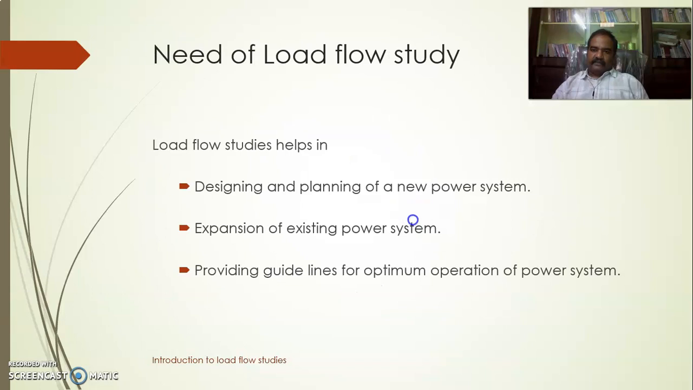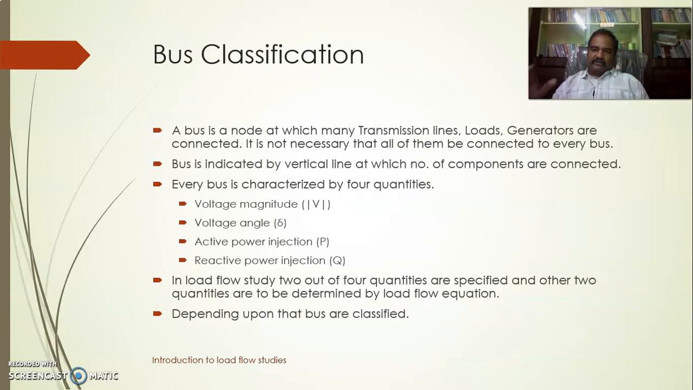Now moving ahead. Buses are basically characterized in our load flow studies by two important variables, or what we call four quantities. The first variable is the voltage, the second one is the power. Since these two are complex variables, we are supposed to consider them as four individual variables: the voltage magnitude, the voltage angle, the complex power magnitude and the complex power angle.